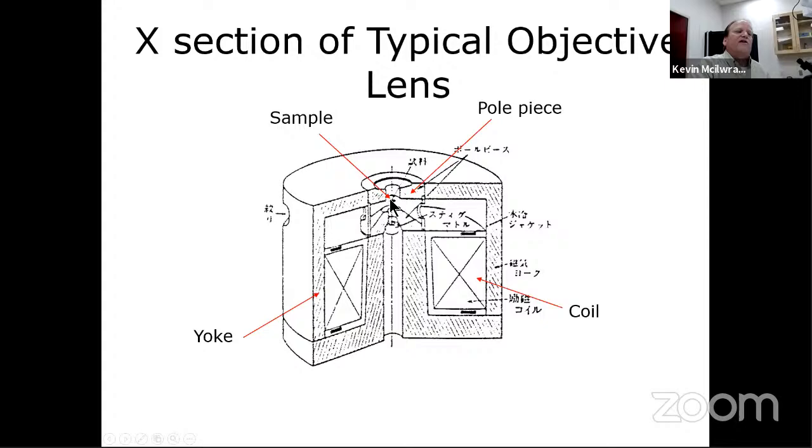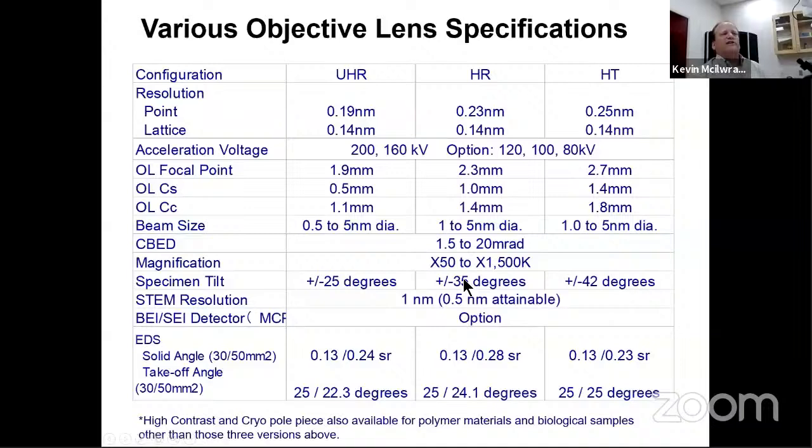And when you look at a number of different objective lenses, like these 3 different pole pieces we make for a field emission microscope, the ultra high resolution has a very small gap, which means it has a very small spherical aberration coefficient. And you can see as we go to larger gap, that increases, but so does the resolution decreases. And as we go to the smaller gaps, our tilt decreases.